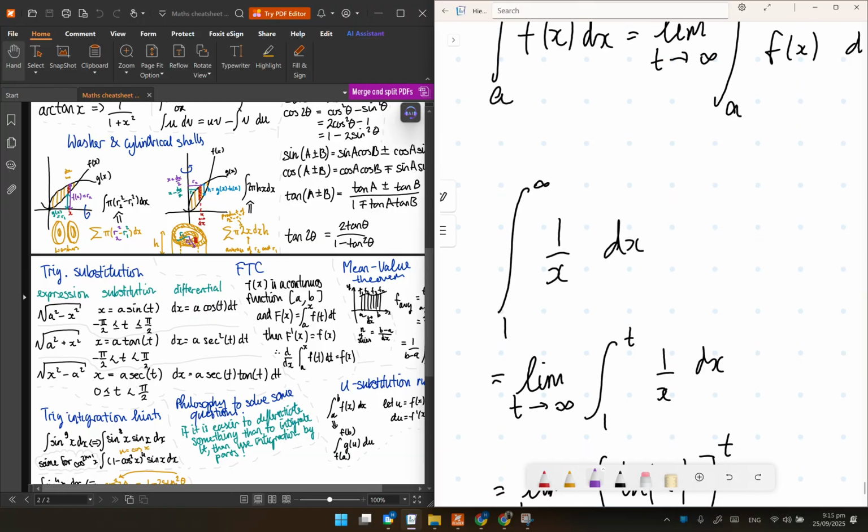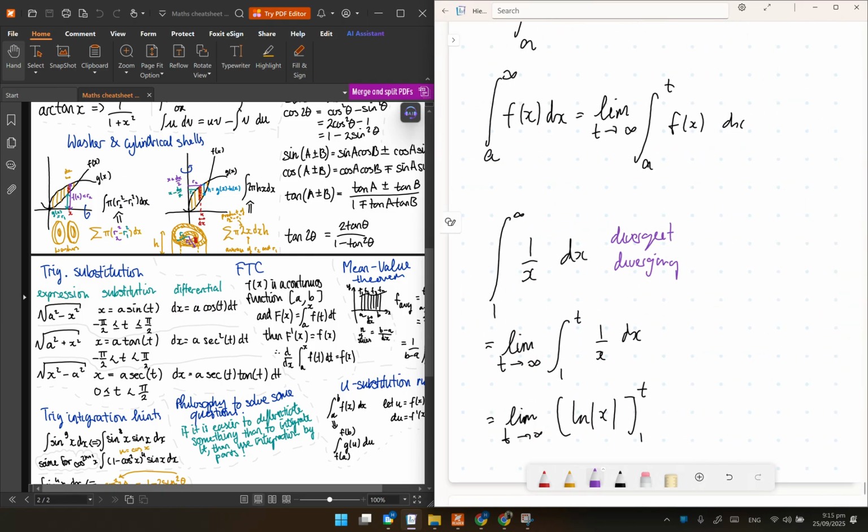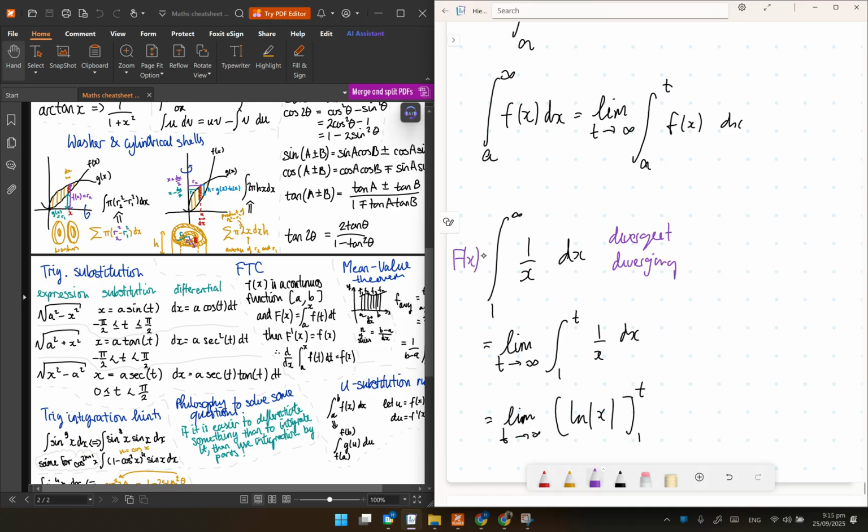We say it doesn't have a limit, and when it doesn't have a limit, we would say that this is a divergent, or you can think of it as diverging, integral. The function itself, this whole thing here, is divergent. This improper integral is divergent.